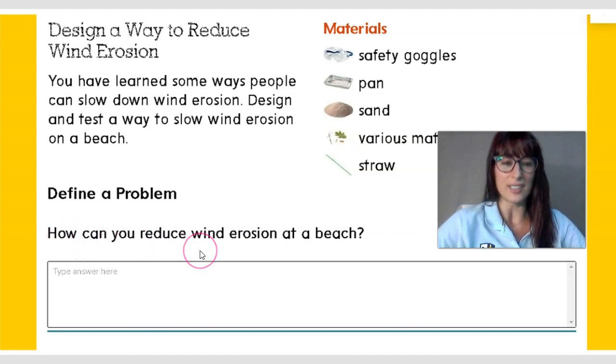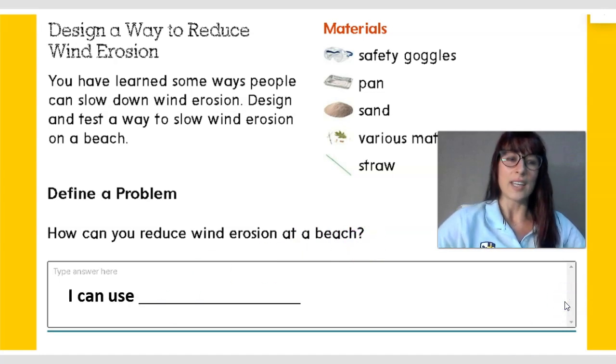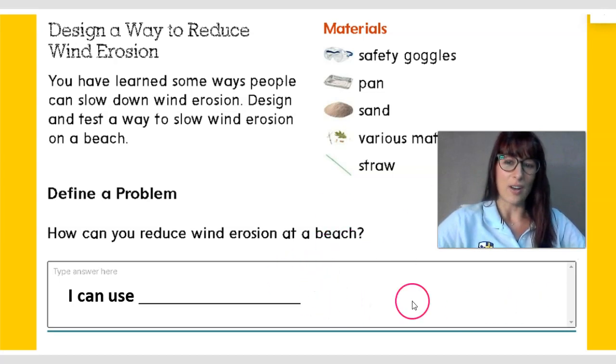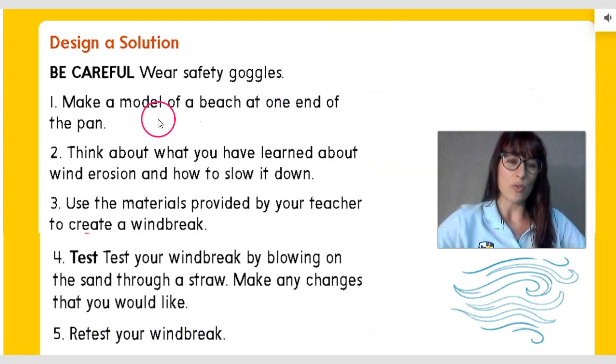How can you reduce wind erosion at a beach? This is the problem we have. You're going to write "I can use," and then you will say what you can use to reduce wind erosion at a beach. Okay, so this is what you're going to write in this section of your project. Then you're going to move on and read how you are going to proceed with your project.